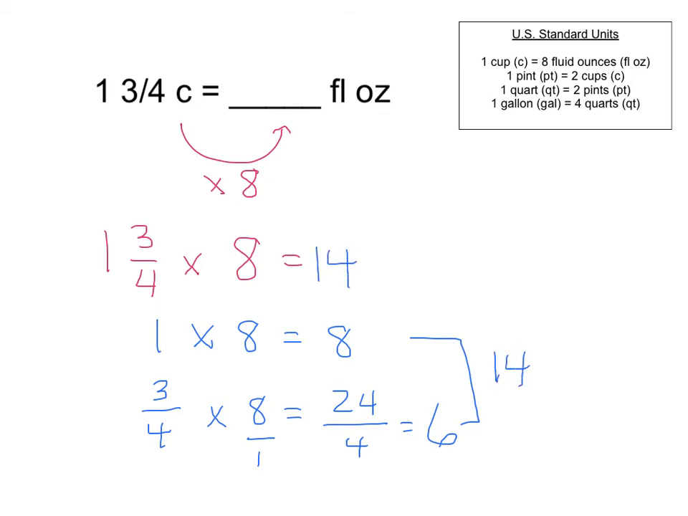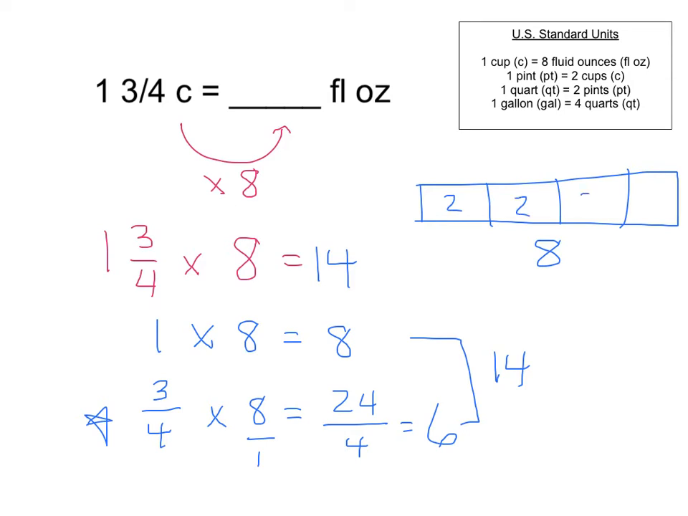If I wasn't sure how to multiply 3/4 times 8, I could have also thought of it as we did in the fraction unit, with this bar being equal to 8. If I break it into fourths, each of those fourths has a value of 2. I'm going to shade in 3 of them, and that's a total of 6. So that's another way of getting that same number 6. Altogether, my final answer is 14 fluid ounces.